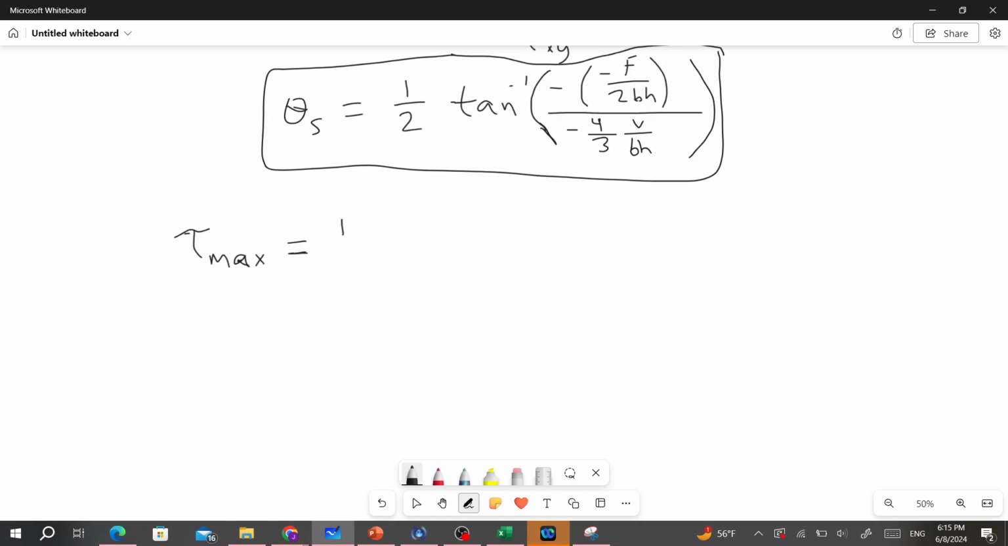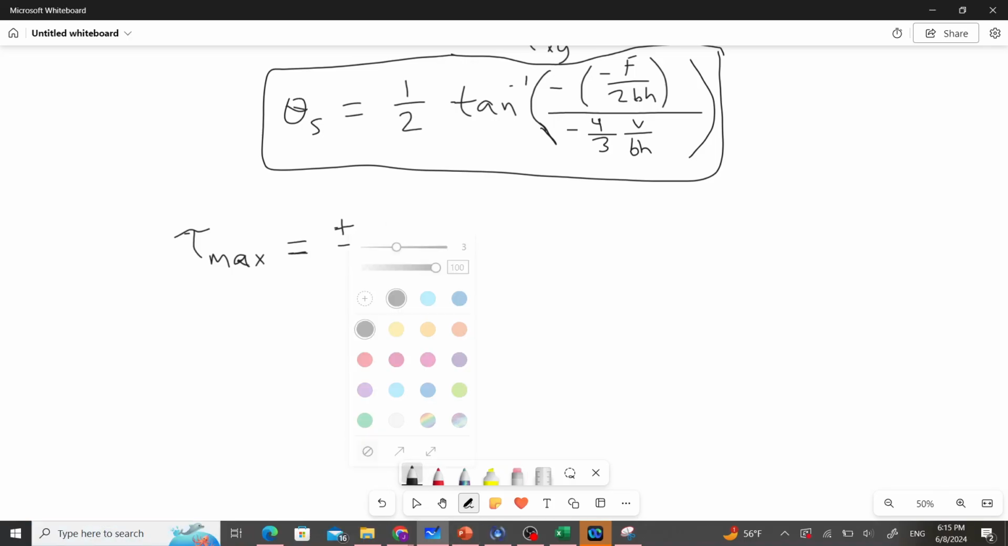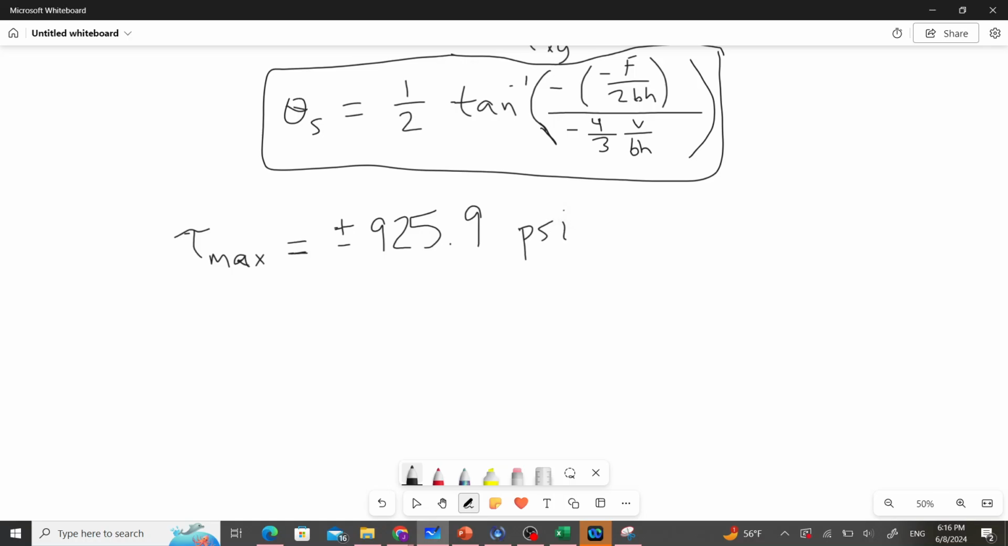will be equal to plus or minus 925.9 psi.